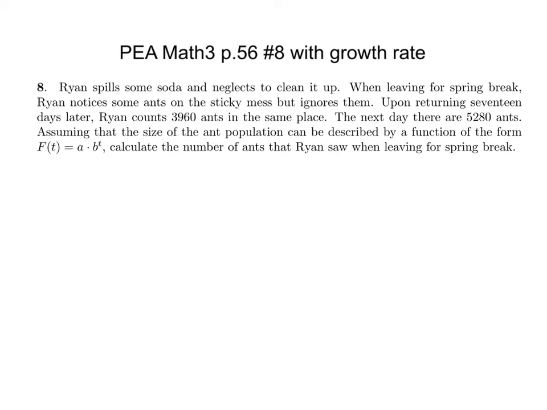So we have Ryan spills some soda and neglects to clean it up. He leaves for spring break. Upon returning 17 days later, Ryan counts 3,960 ants, and the next day there are 5,280. So we want to come up with an equation. I like to think of it again in terms of a t-table.